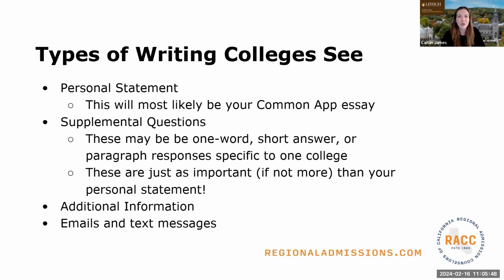Okay, so now we're going to talk a little about writing and types of writing colleges see. So the first one is certainly going to be your personal statement. This is kind of the standard that all colleges will at least start with, and this will most likely be your Common App, or if you're applying on the Coalition, your Coalition essay. So this is just that 650 word essay where we learn a little bit more about you, what's important to you, and you can utilize that oftentimes across multiple institutions.